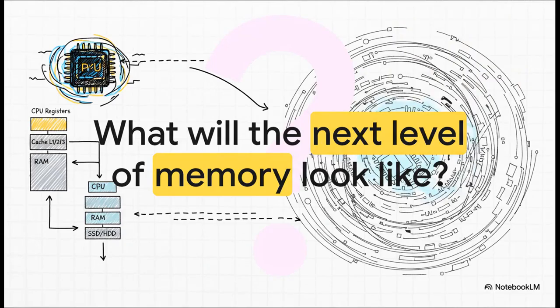Which brings us to a final, really fascinating question. This whole elegant hierarchy was designed to solve this one big problem, the speed mismatch. But as CPUs continue to get exponentially faster, the pressure on this system just keeps growing and growing. So what comes next? What new, even faster layer of memory are we going to have to invent just to keep feeding the insatiable brain of the computer?